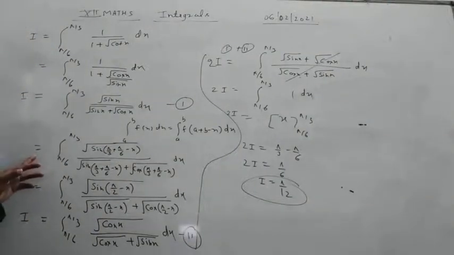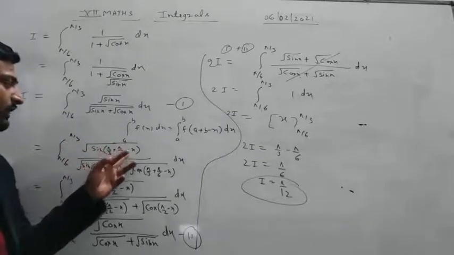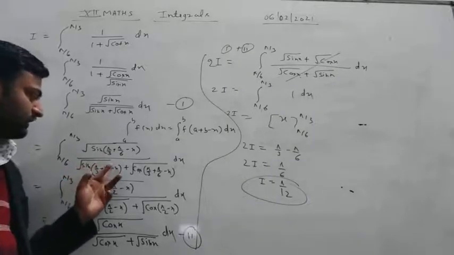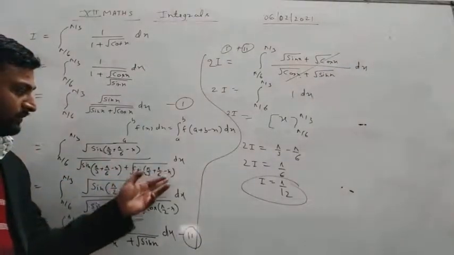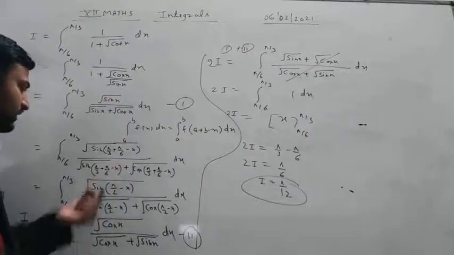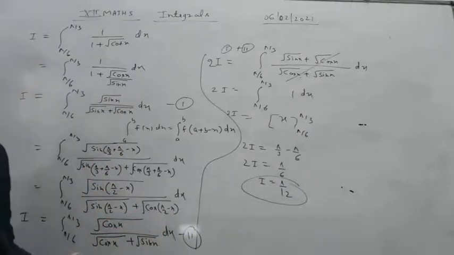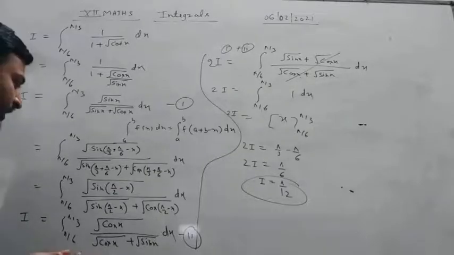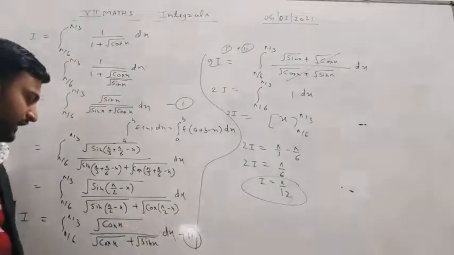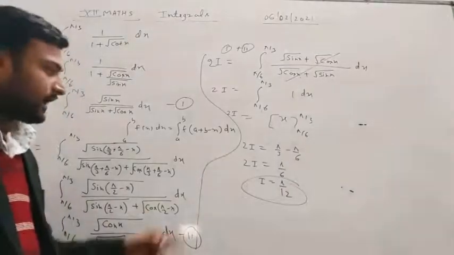So students, this is from pi by 6 to pi by 3 under root sin of pi by 3 plus pi by 6 minus x over root sin of pi by 3 plus pi by 6 minus x plus root cos of pi by 3 plus pi by 6 minus x. Okay, using this property we can change this in the form of this. Now when we add, this is pi by 2 minus x. Okay, students, now we see that this cos x will change into sin x, and this will be changed into cos x. And we take this as our equation second and this as our equation first.